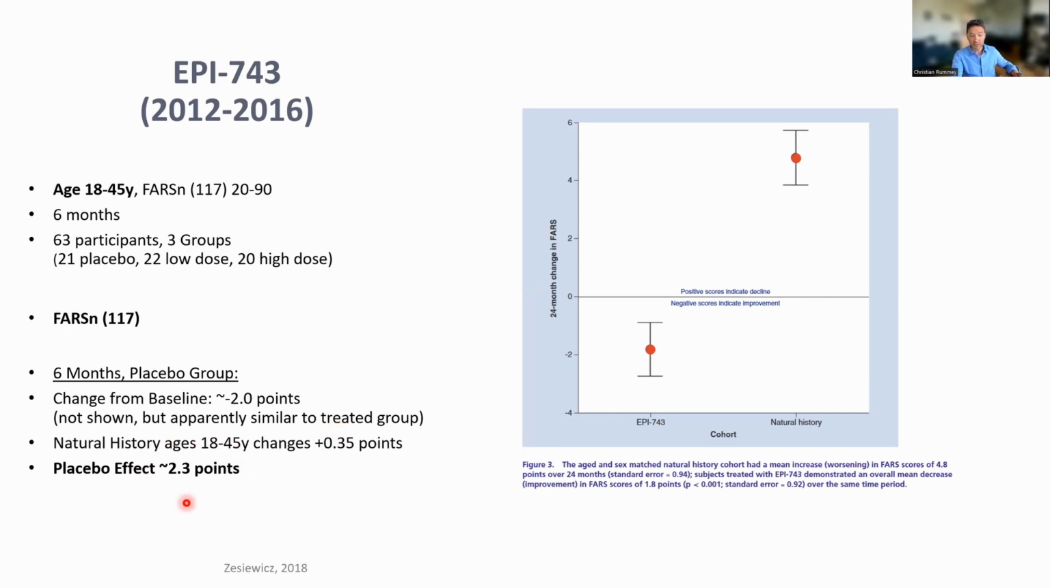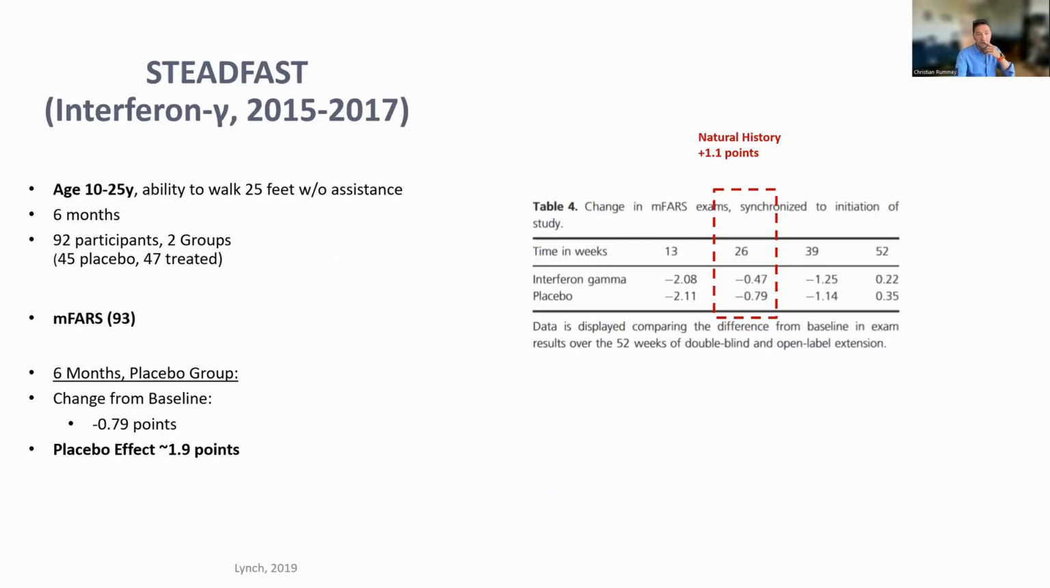Whatever, if we look at 1 year, again, we end up with this roundabout 2 points. 6 months, not 1 year. Sorry about that. Now, the first study that actually used the mFARS was the interferon gamma study. A little bit younger population, 10 to 25, and a change from baseline in the placebo group by about 0.8 points. Natural history declines about 1.1. Again, we are roughly at 2 points.